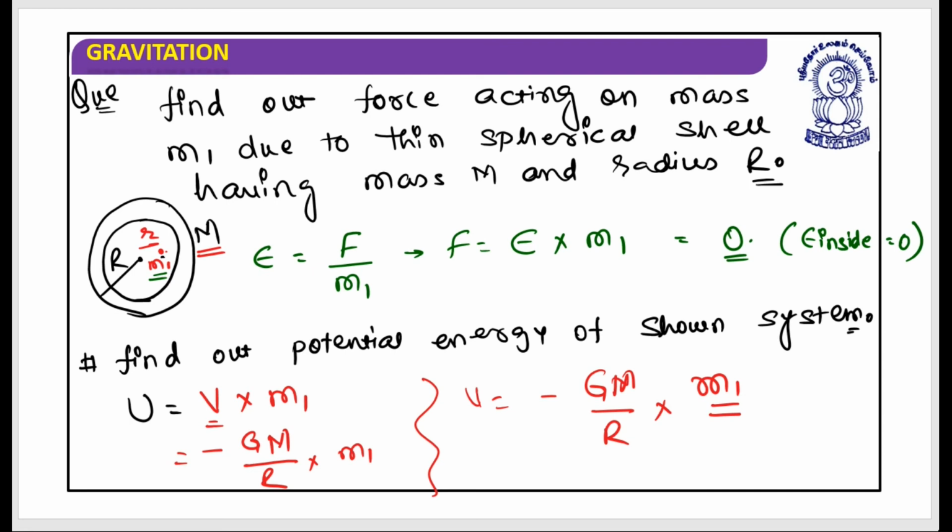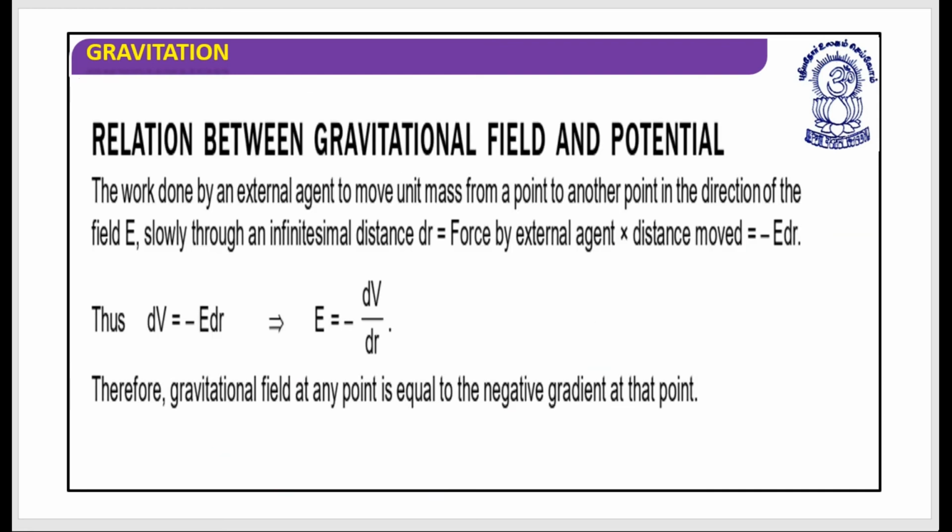Great. Now let's move on to the next point. This will represent the relation between gravitational field and gravitational potential. When I derive this, it is basically the work done by an external agent to move a unit mass from a point to another point in the direction of the field E, slowly, so that it does not produce any acceleration, through an infinitesimal distance dr.